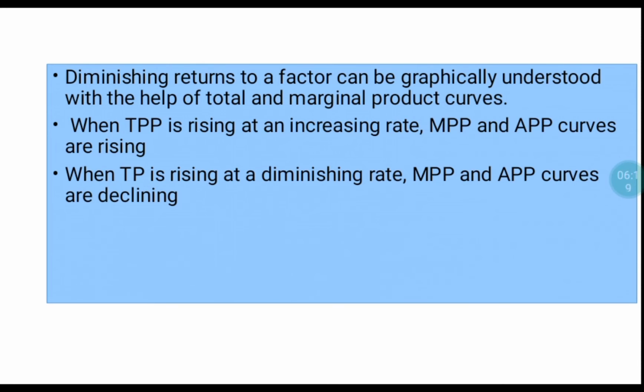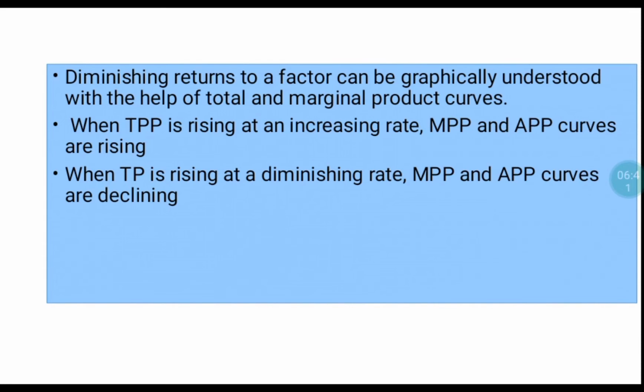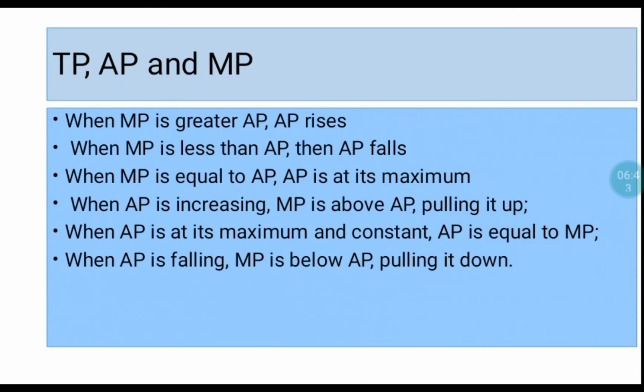So that is how you try to explain what happens between the three curves, or among these three curves, that is the total product curve, average product curve, and marginal product curve. That is how they are actually related. So these are the curves that we've been talking about. We also have these explanations of the total product curve, the average product curve, and the marginal product curve.